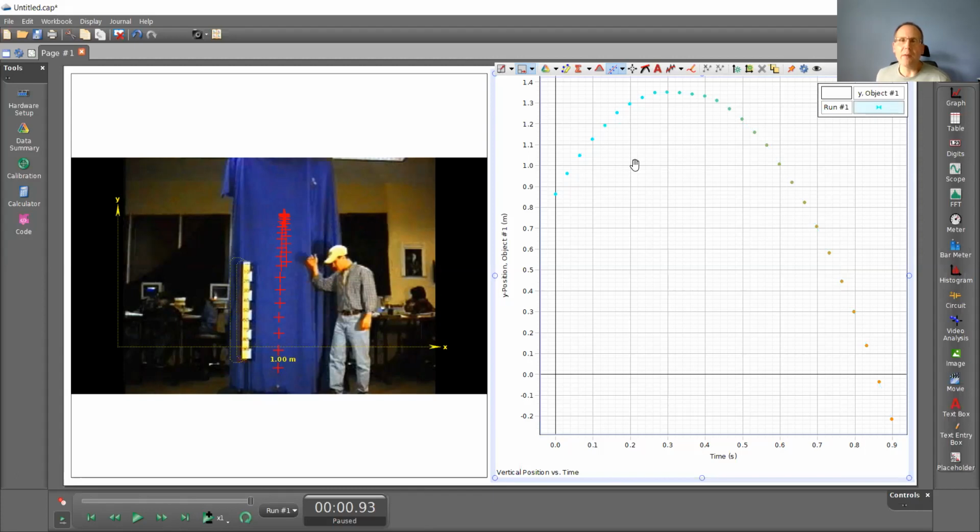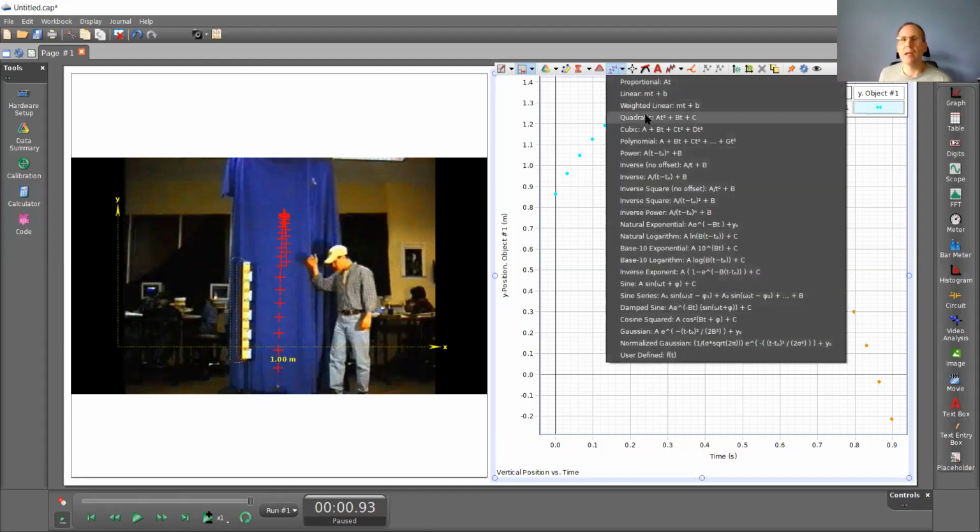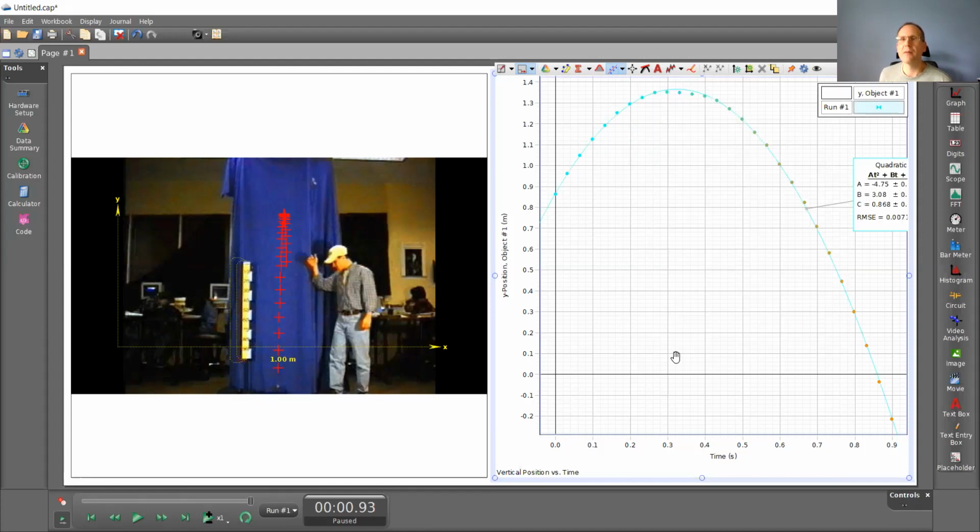And then we want to do a fit. What do you think would be a good fit? Well, for this data, it's probably going to be a quadratic fit, right? And in theory, it really should be quadratic. So I'm going to do a quadratic fit. Okay, so that's vertical position versus time.